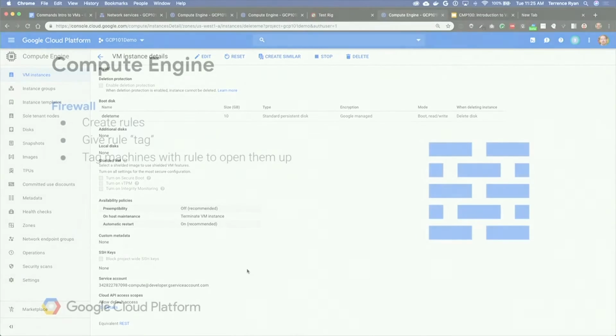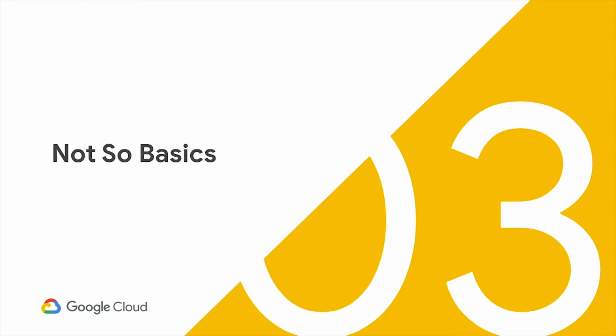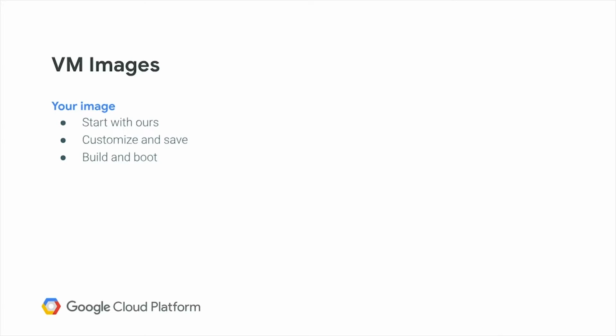So if we could switch back to the Prezo, thank you. So that's firewall. Now let's get into some not so basic stuff. I think that's the getting started minimum that you need to get your machine up and running. But let's talk about some of the things that make Compute Engine maybe a little bit different. So first we'll start with our images, right? You can start with ours, which I listed a whole bunch of, but you can always customize those images and then save an image.